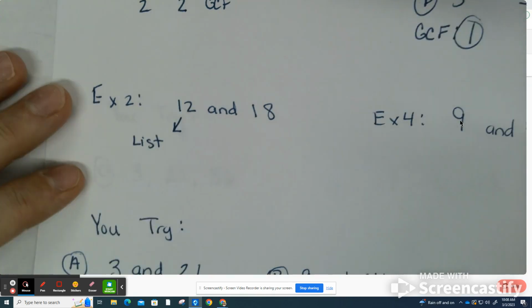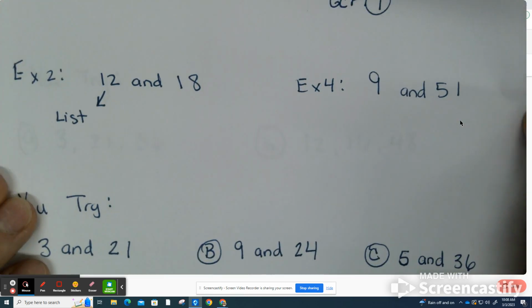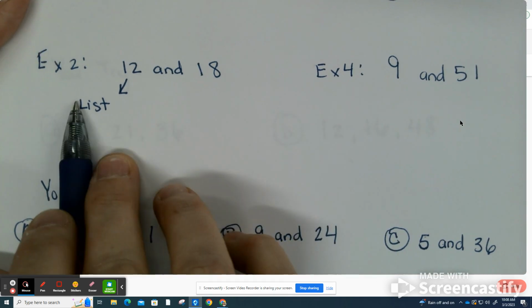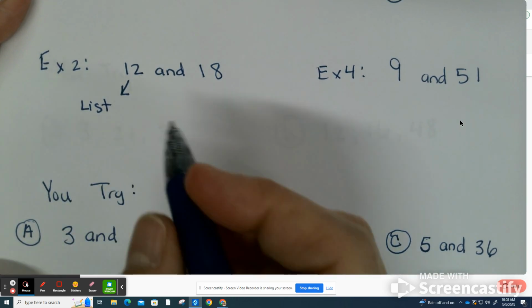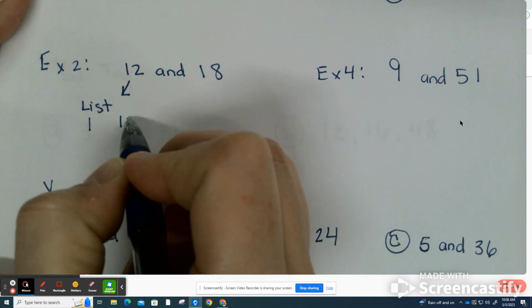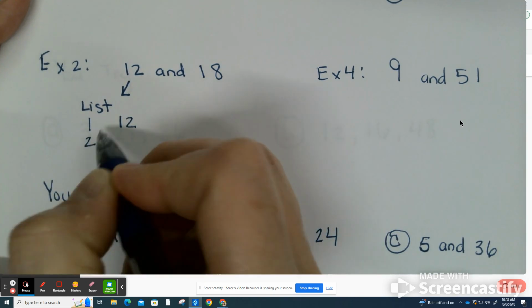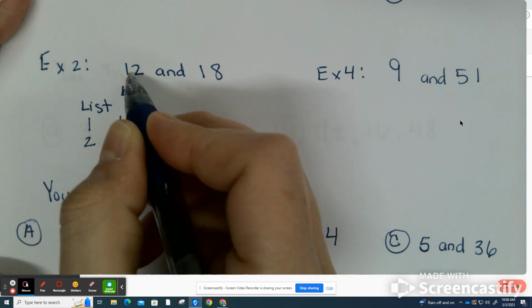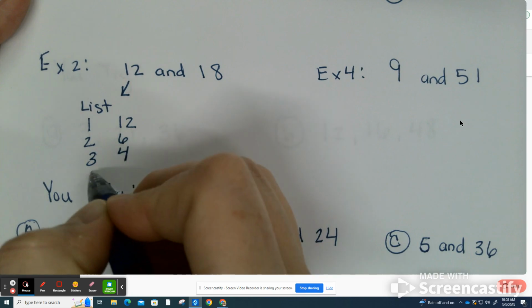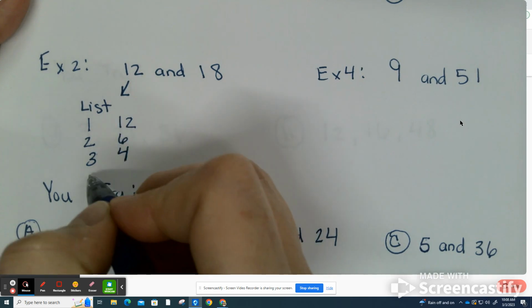All right. Go ahead and go up a little bit. All right, so example 2 here, I have 12 and I have 18. So I'm going to list my factors of 12. Start with 1. 12 divided by 1 is 12. Go to 2. 12 divided by 2 is 6. Go to 3. 12 divided by 3 is 4. Go to 4. But 12 divided by 4 is going to be 3.